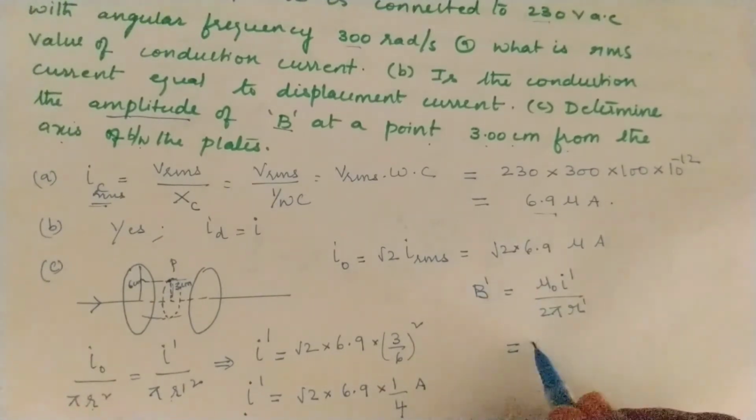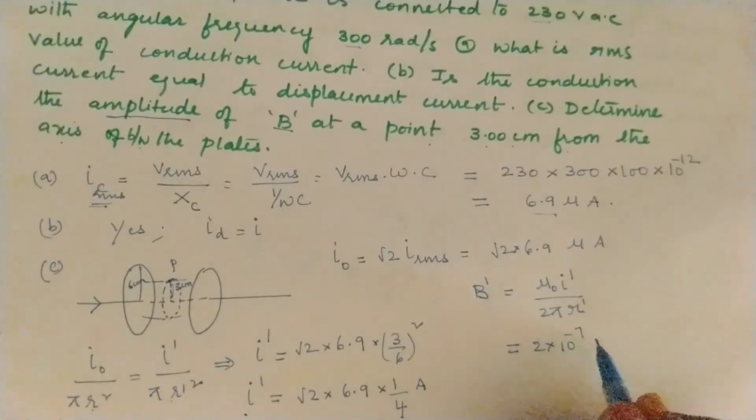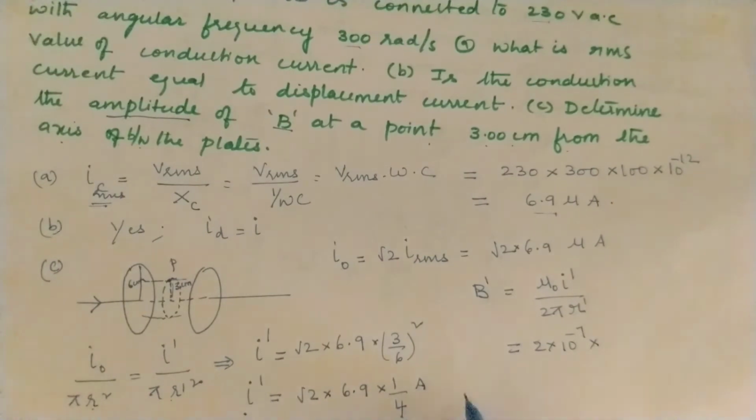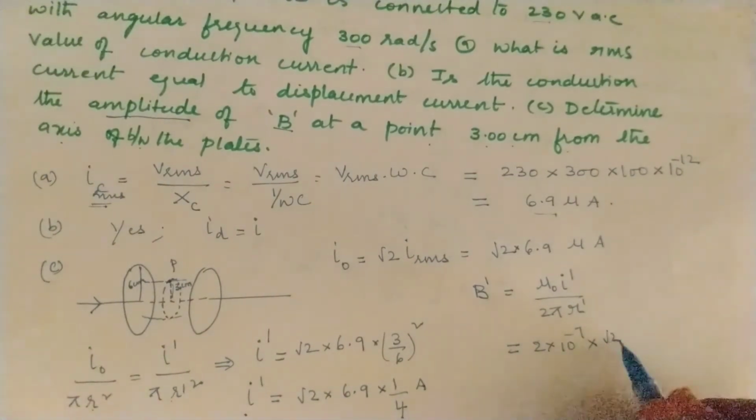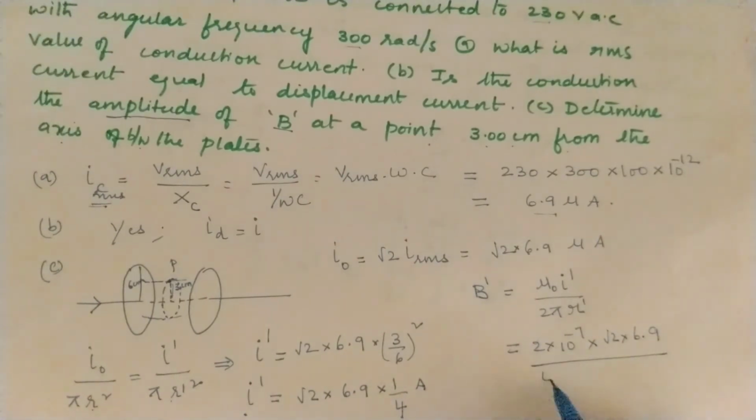Okay, mu naught by 2 pi is 2 into 10 power minus 7. The value of I dash I have already given you. It is root 2 into 6.9 by 4 into 3 centimeter, 3 into 10 to the power minus 2. So I am leaving the calculation for you. Simplify, your answer should come out to be 1.63 into 10 to the power minus 11 Tesla.